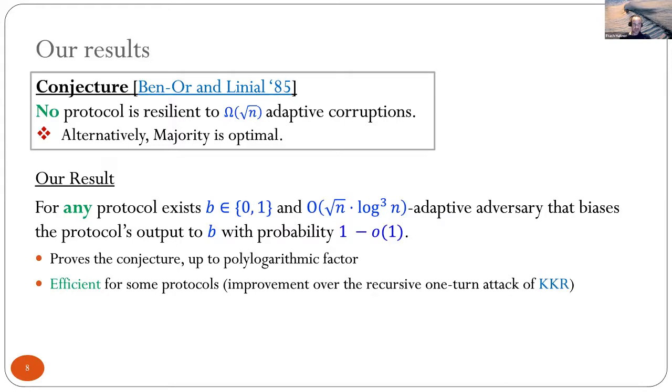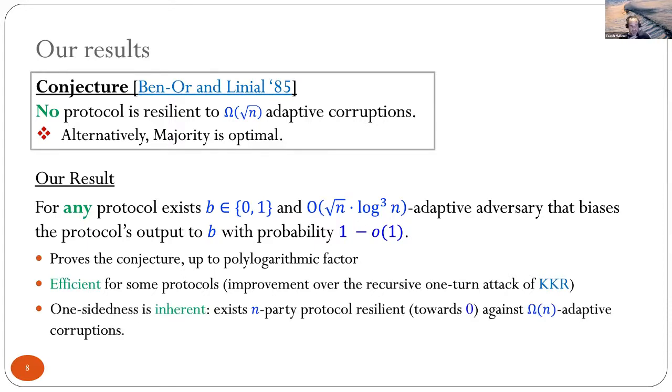And it's efficient for some protocols. The single-turn attack of Kalai et al. is inherently inefficient because it's recursive. Our attack is non-recursive, so in some settings it is efficient. And finally, the one-sidedness is inherent, the fact that you can only bias in one direction, because there exists an n-party protocol that is resilient to omega of n adaptive corruptions against one direction. Okay, so this is the result.